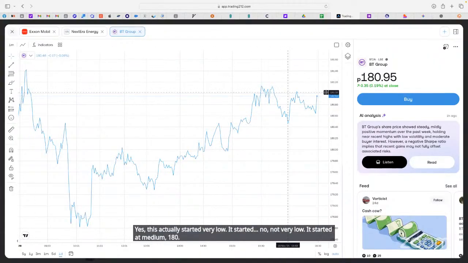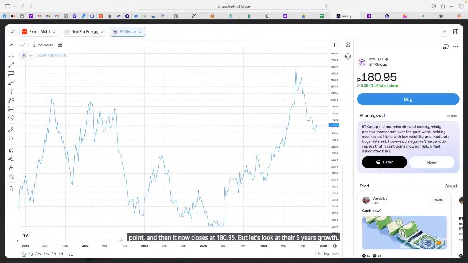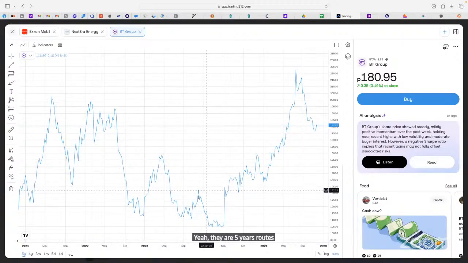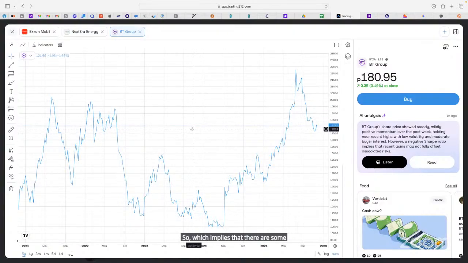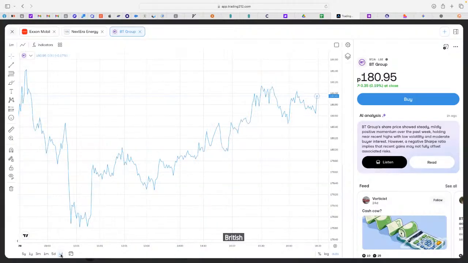Point, and then it now closes at 180.95. But let's look at their 5 years growth. Yeah, their 5 years growth is also a wave, which implies that there are some fundamental analysis around British Technology. And that's the reason why I said we all need to also do our individual analysis to be sure that it's worth investing into.